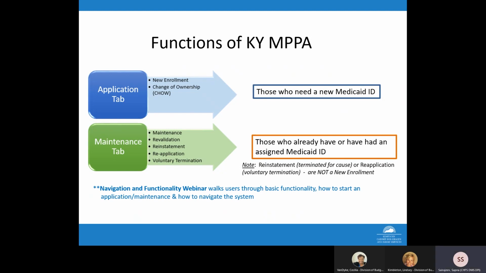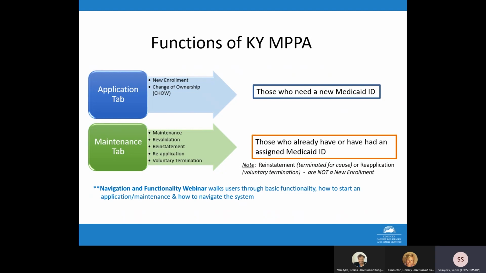Then you have the reapplication option under the maintenance tab. And those are for providers that have let their number lapse over a year. But the reasons could be simple reasons, as they just did not update their license for the past year, or they let their certification lapse for over a year. And in that case, if they want to come back to the program, they will choose the reapplication option.